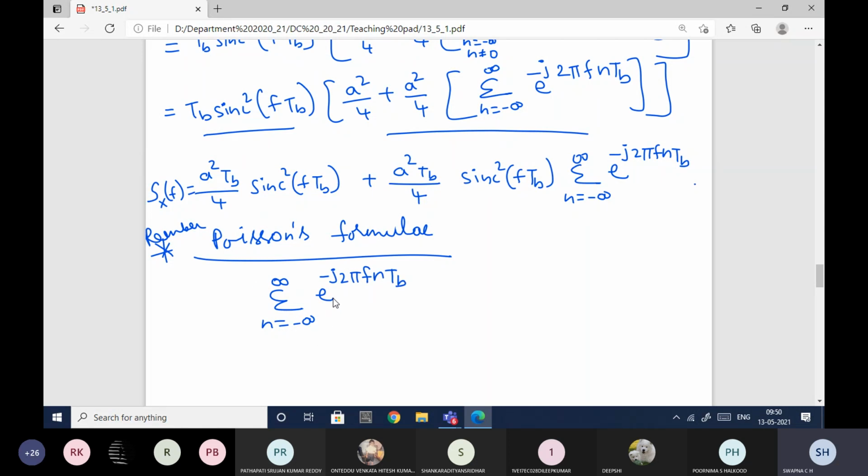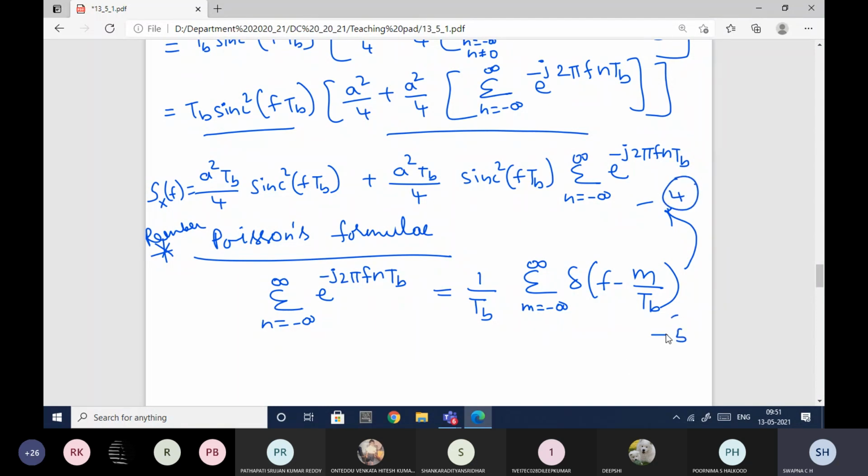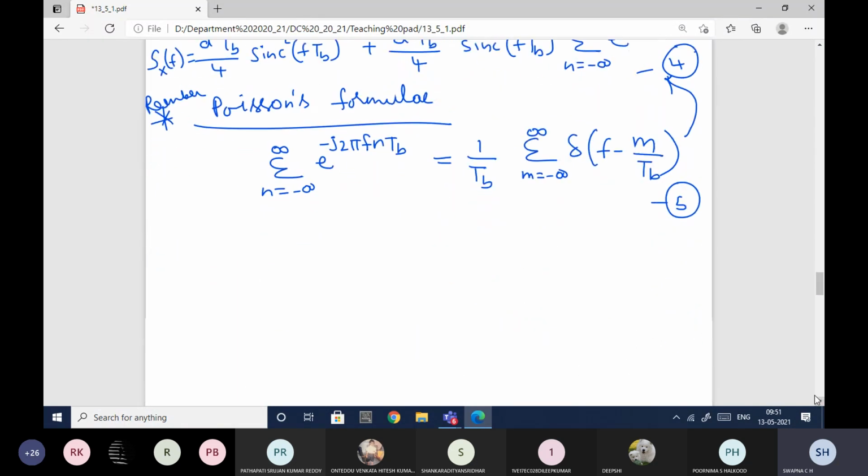If I have an exponential term, and if the summation is taken from minus infinity to plus infinity, it will reduce to 1 by Tb times summation m equal to minus infinity to plus infinity delta of f minus m by Tb. This is your Poisson's rule. So this I will substitute in this equation. Let me name this as 4 and this I'll name as 5. So substitute 5 in 4.